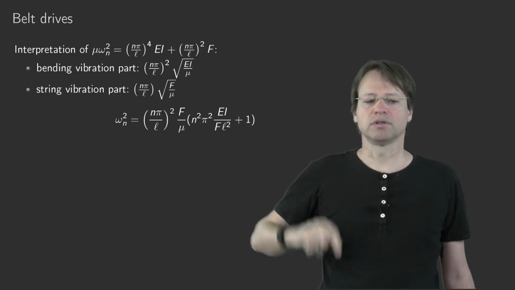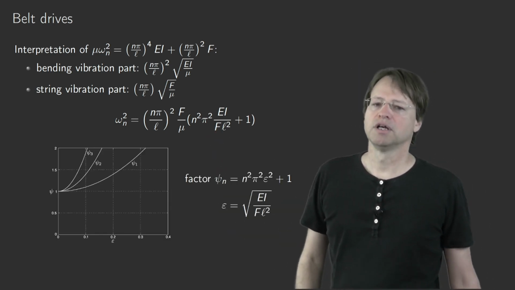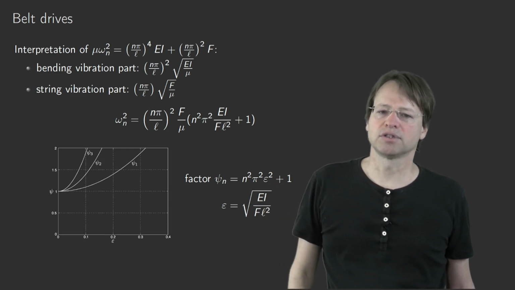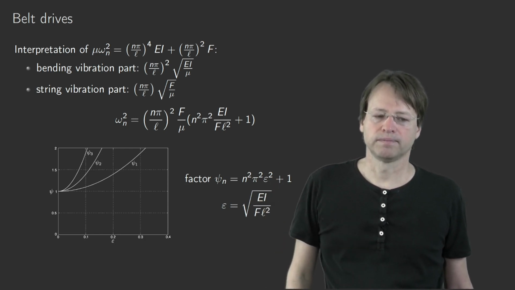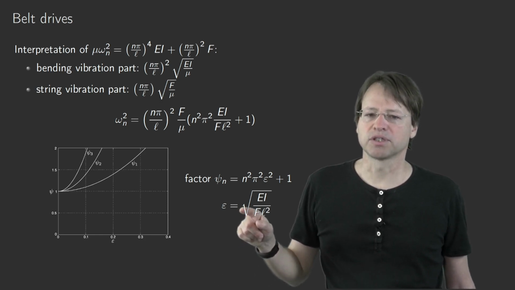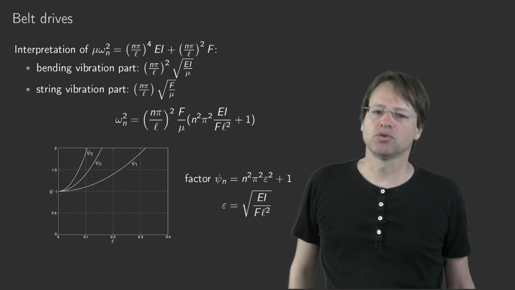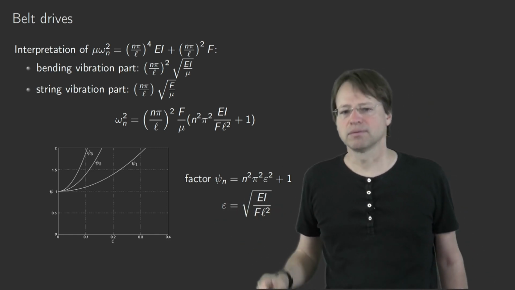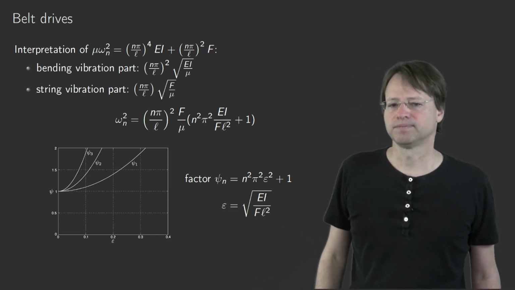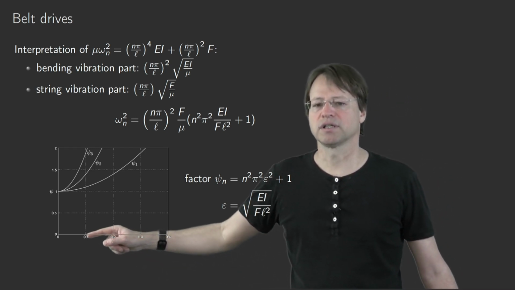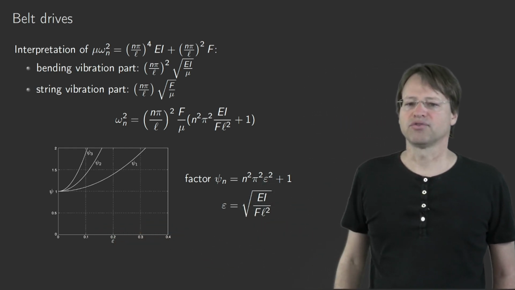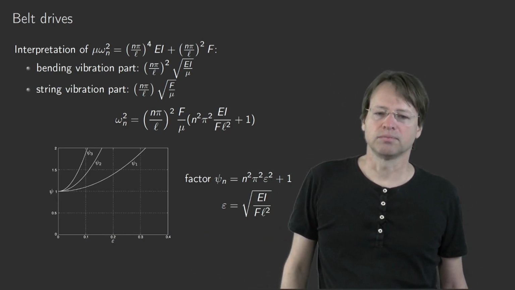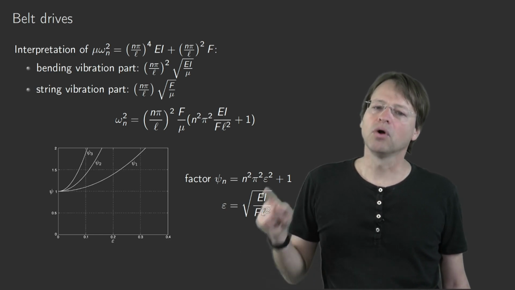And I would like to plot this term in parentheses, this factor, which is n squared pi squared epsilon squared plus 1. And this is shown here for the epsilon, which is then the ratio of bending stiffness to the preload influence, which is F times L squared. And you can see that function that runs here from 0 to 0.5. Why? Only to 0.4. Why only to 0.4?